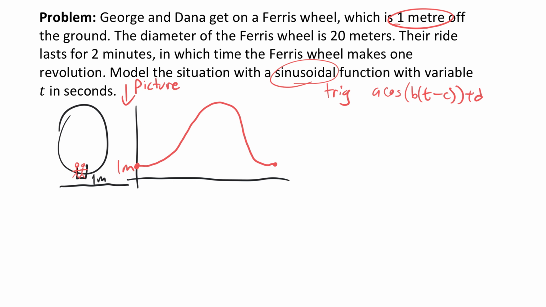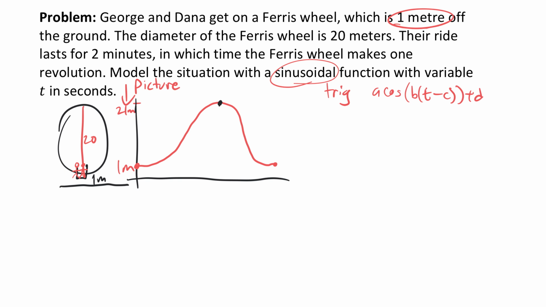Then the diameter of the Ferris wheel is 20 meters. So this is 20, which means that the top of their experience on the Ferris wheel will be at 21 meters. Because obviously if they were on the ground, which is 1 meter up, then they went all the way to the top, they'll be 20 plus 1, so at 21. That's going to be kind of that top point over here.